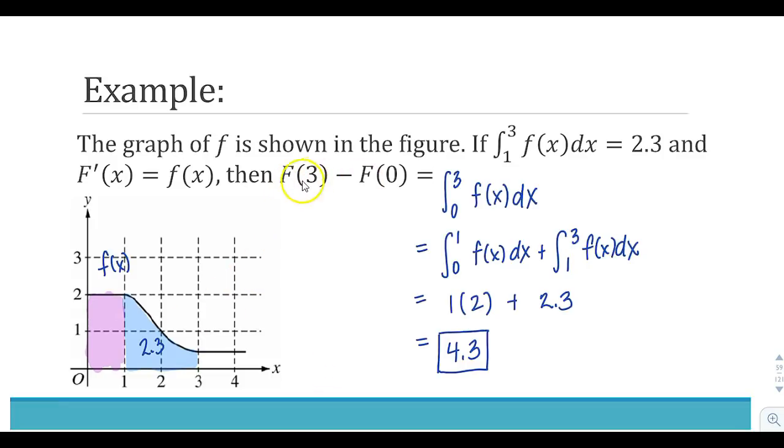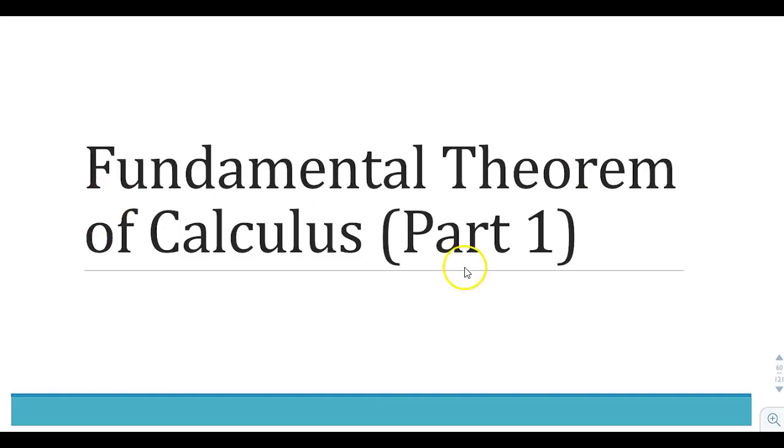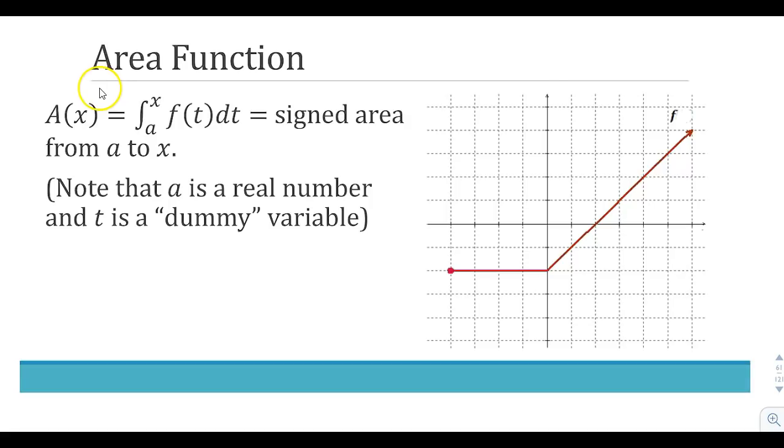So working backwards, recognizing that this antiderivative evaluated at 3 minus the antiderivative evaluated at 0 is equal to a definite integral with the limits of integration 0 and 3 of the function little f of x. The Fundamental Theorem of Calculus Part 1. We have to begin by defining an area function.